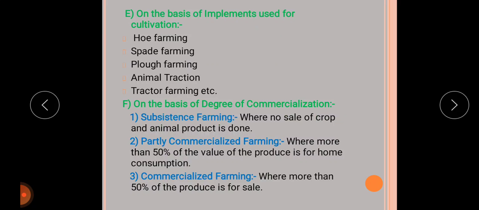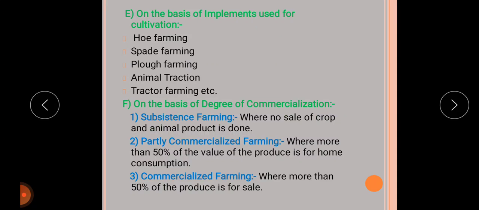On the basis of implements used for cultivation, there are a number of different cropping systems, where implements are utilized for the necessary operations carried out in the farming system. First is hoe farming, second is spade farming, third is plow farming, then animal traction and tractor farming. These are the different farming systems included.